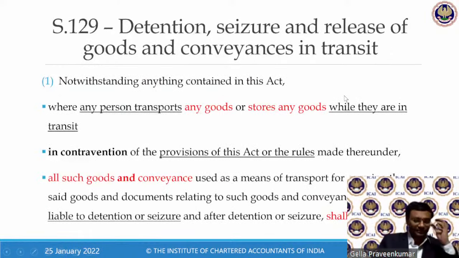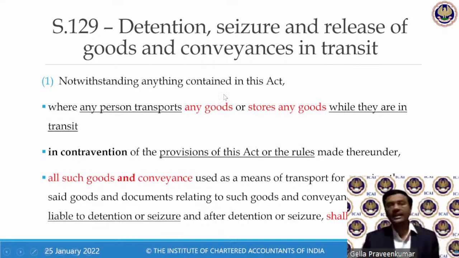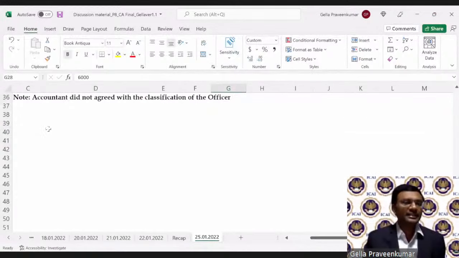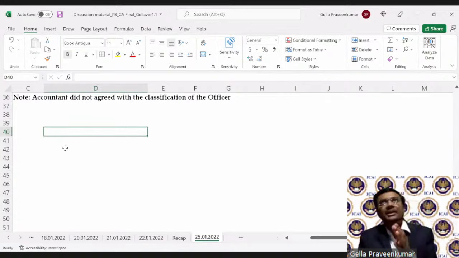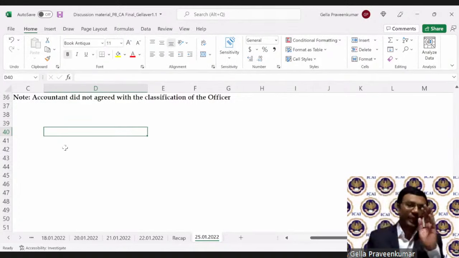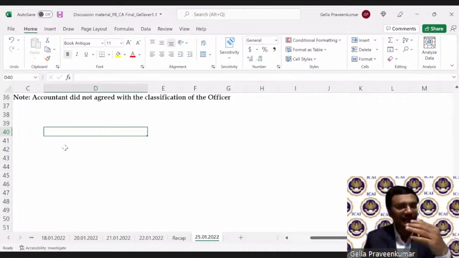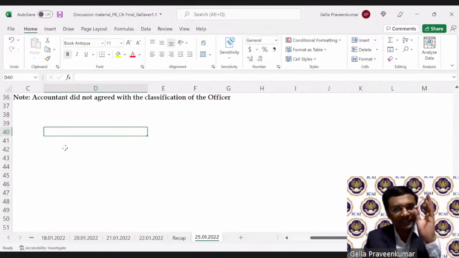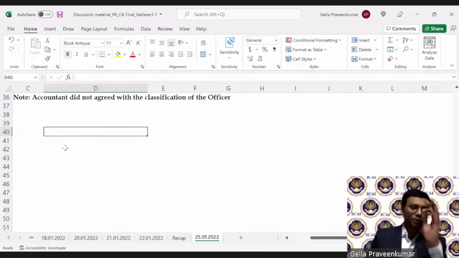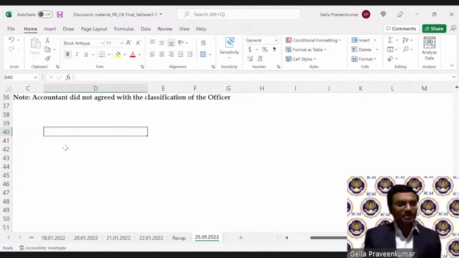Now, 129, I'll explain in short. This is a sunset provision. I see that May 22 is the last attempt. For November 22, the provisions till 30th April 2022 will be taken into consideration. So accordingly, for November 22, I don't see this old 129 provision being asked. Only the students who are writing May 2022 should read this 129, because the entire 129 and 130 have been completely revamped. I'll make it very simple for you to understand this.